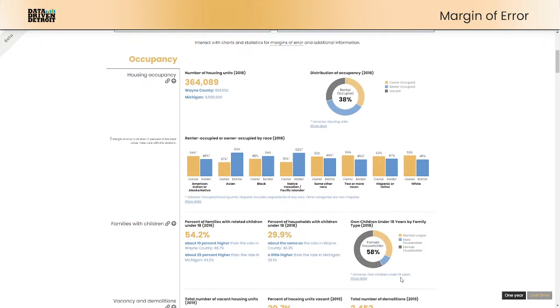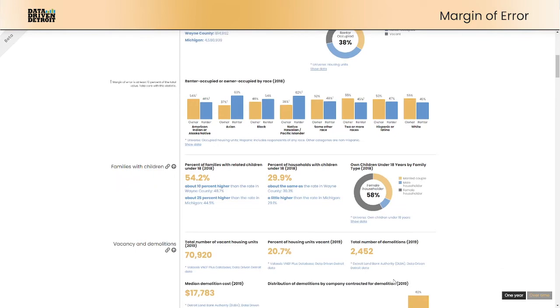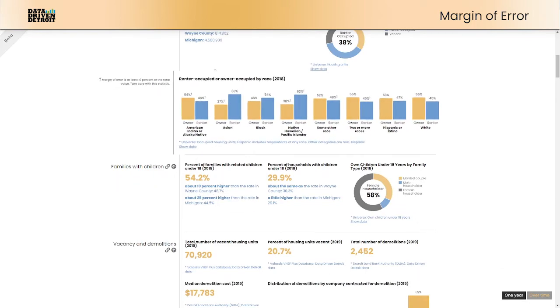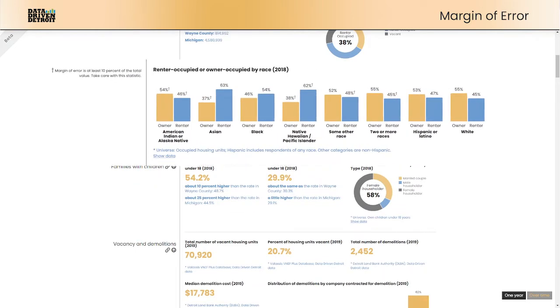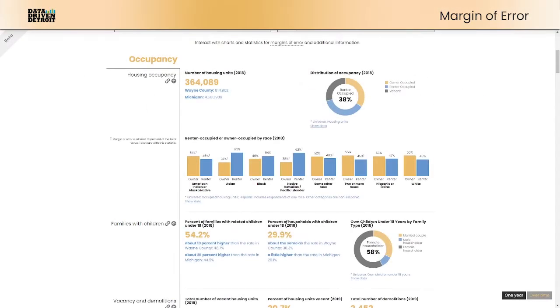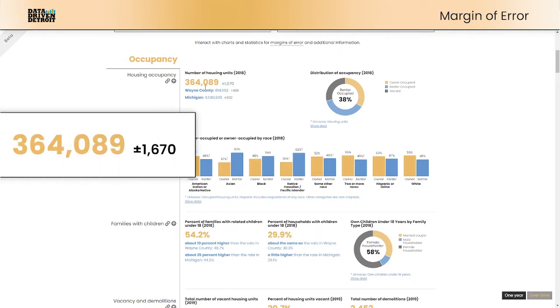The profile page is full of data related to housing and demographics for the specific area. Right now, Detroit based geographies have the most available data in their profile. Today, we're going to talk about renter occupied or owner occupied housing. When you are exploring data in the housing information portal, you might notice that in some areas there is a plus or minus sign next to an estimate that you are looking at. That is the margin of error.